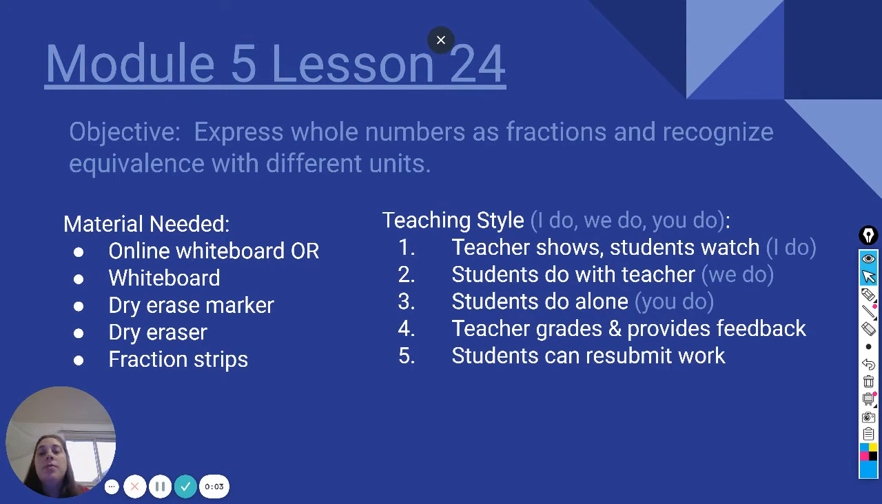Today we're doing Module 5, Lesson 24. The objective is to express whole numbers as fractions and recognize equivalents with different units. Materials needed for today are your online whiteboard, or your whiteboard, dry erase marker and dry eraser. You may want your fraction strips to help you reference. The teaching style we're going to follow is where I do it, we do it together, and you do it on your own.